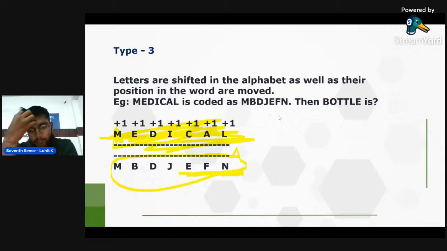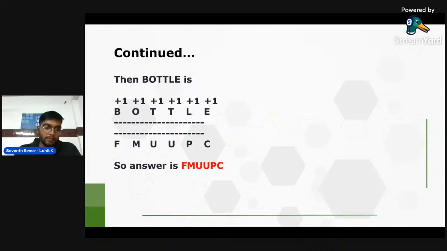Okay. Bhavya has given the answer. Nike has given the answer. Anyone else who got the answer for this? What you have to do is do the plus one of bottle and write it in the reverse order. Okay. So you are getting the answer, right? So let's see the answer here. That is FMUUPC. So what you have to do is just do the plus one and take the reverse. So these kind of questions you can get in letter coding here.